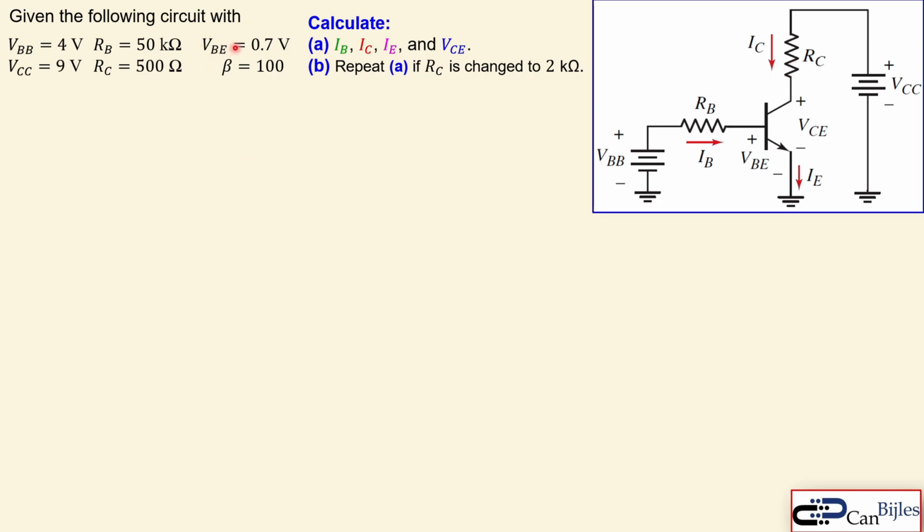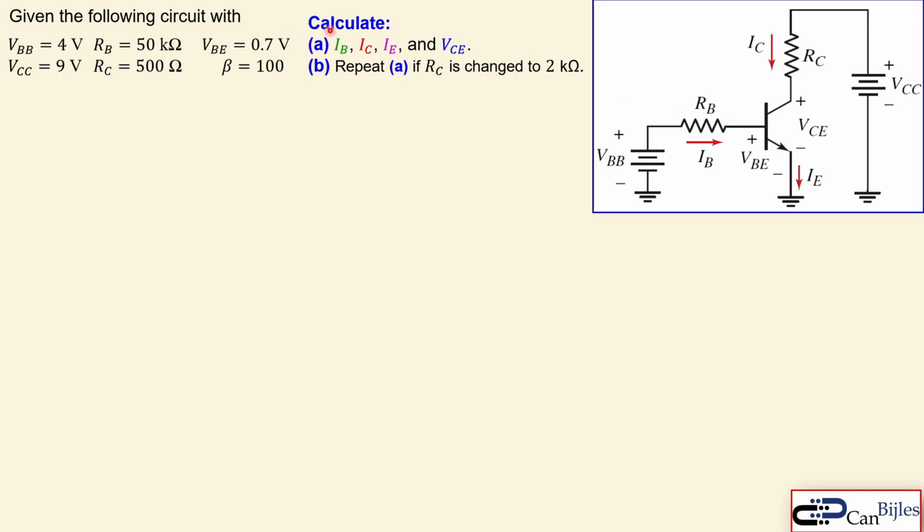We also have the VBE and the beta. These are the parameters for the transistor. So VBE is the base emitter voltage, which is 700 millivolts or 0.7 volts. And we also have the beta, which is the current gain. In this case, this is 100.